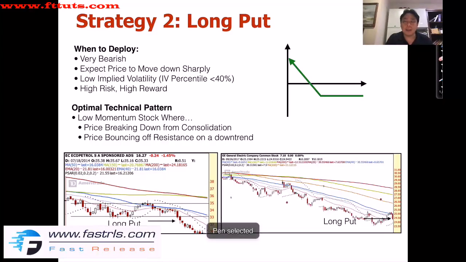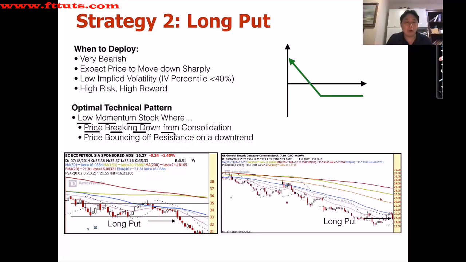So we want to ensure that the stock which we are buying the put on is a low momentum stock. Again, in the lesson on technical analysis, you know that a low momentum stock has a relative strength which is falling against the S&P 500. So it's a very weak stock, and again, you want high volume as well. And you want to see a specific setup where the price is breaking down from a consolidation pattern. So it's consolidating, and it breaks down into a new downtrend.